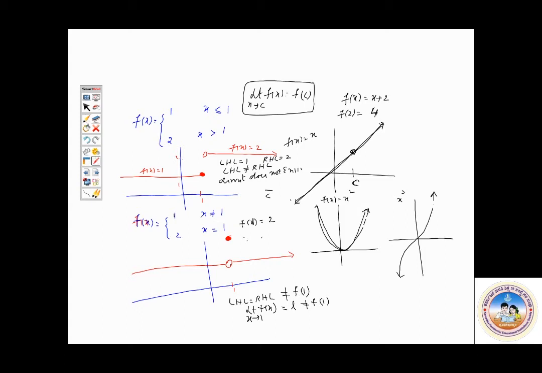Here the break is only at 1. In these curves, you can observe that there is no break in the entire graph.